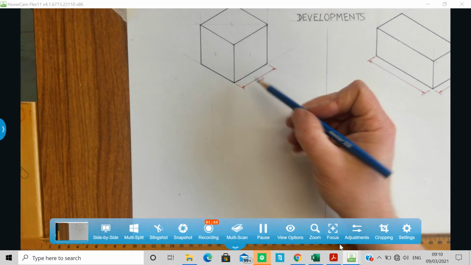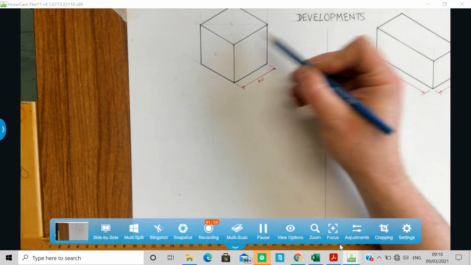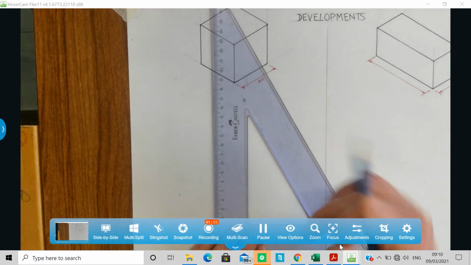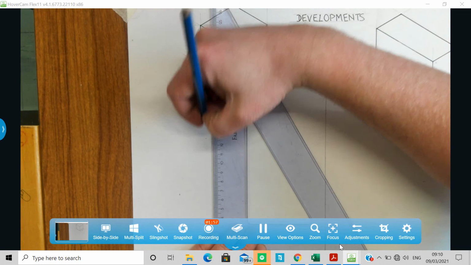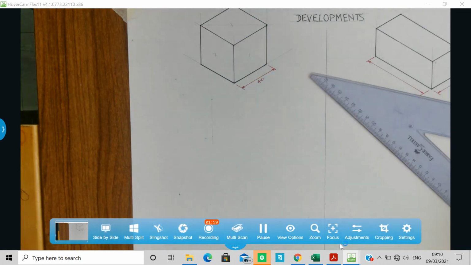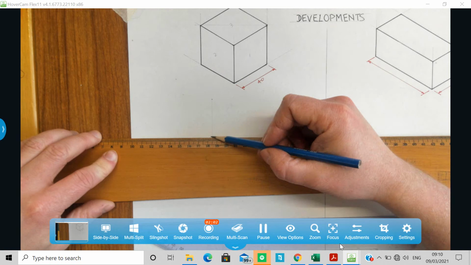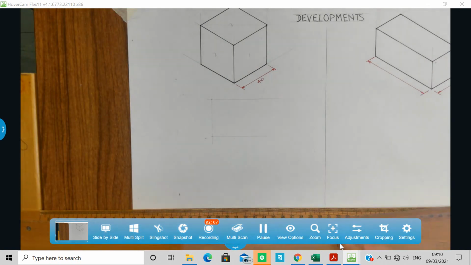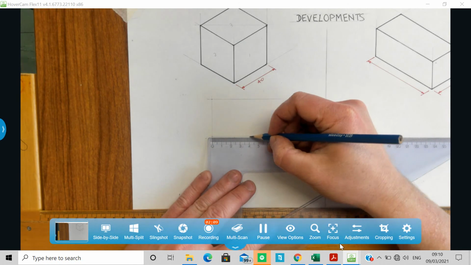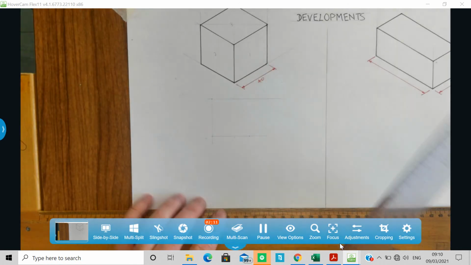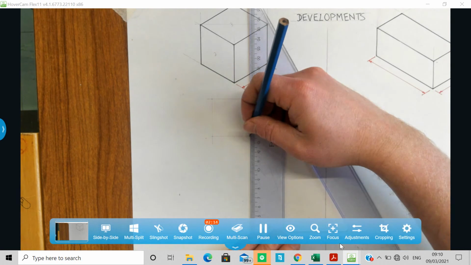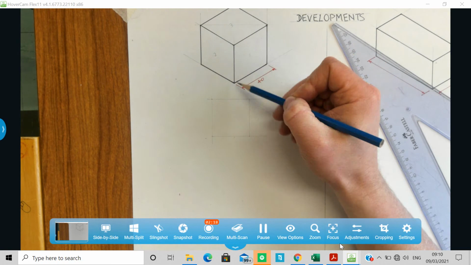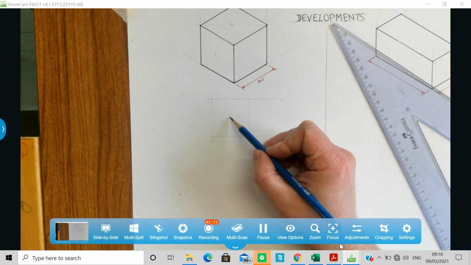Now, there's only one measurement we need to know for a cube because all the sides are going to be the same, and I know that one of my sides is 40 mil. So I'm going to measure 40 mil and draw my cube. Now, don't do any heavy lines just yet. We will leave that until the end. Okay, so let's just say that's my square 1. I have it done here now.